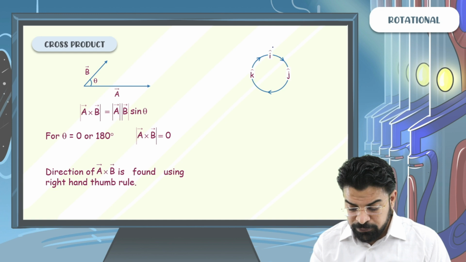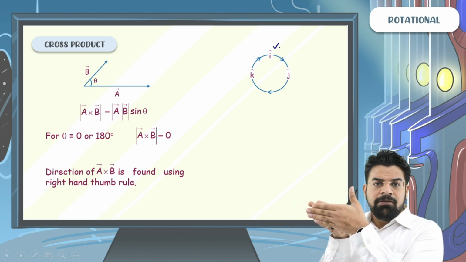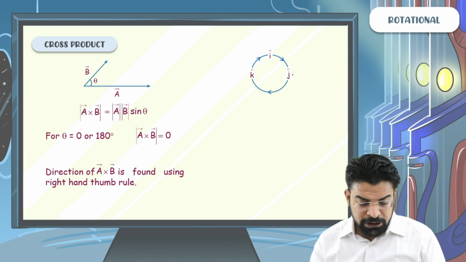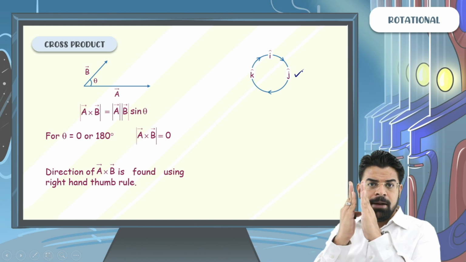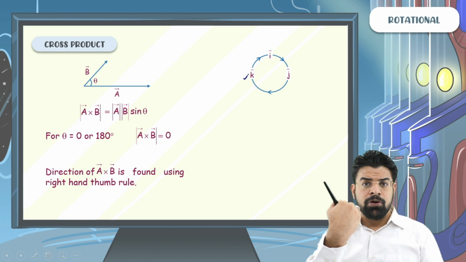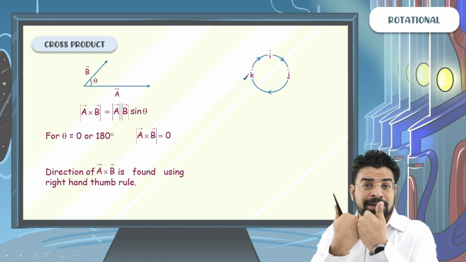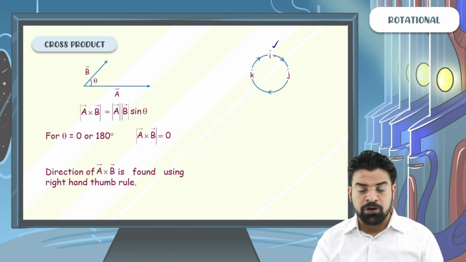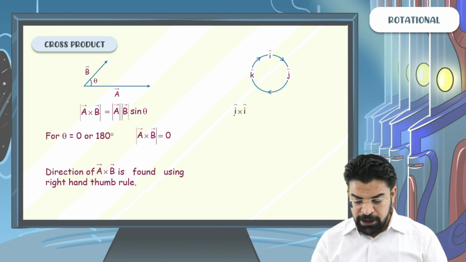So if I ask you what is i cap cross i cap, sir, both are parallel vectors, that has to be 0. What is j cap cross j cap? J cap towards y cross j cap, both are parallel vectors, cross product has to be 0. And similarly k cap cross k cap, coming out of the screen towards you guys, that cross product is also 0. So remember beta, i cap cross i cap is 0, j cap cross j cap is 0, k cap cross k cap is 0.